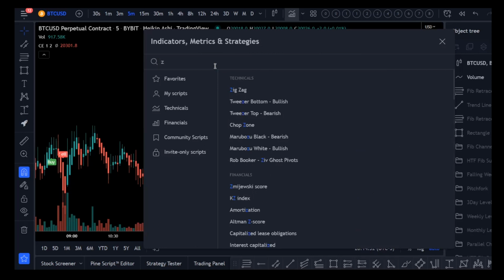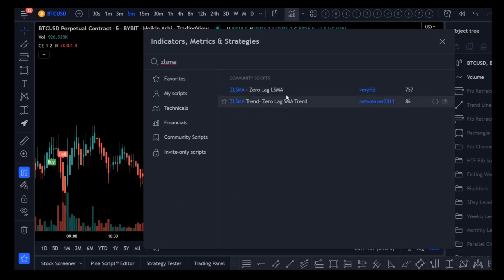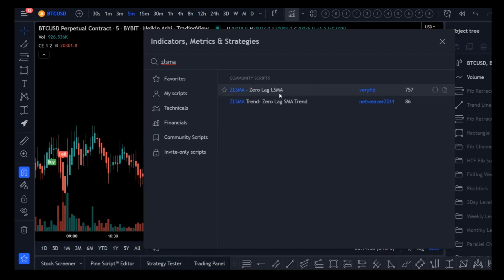Okay, so we're going to go back to indicators, metrics, and strategies. We're going to look up ZLSMA. Okay, it's the zero lag indicator by Veryfid. It's actually not very popular. You only see 757 people have favorited this, so it's pretty low key, this strategy. So we're going to click that.